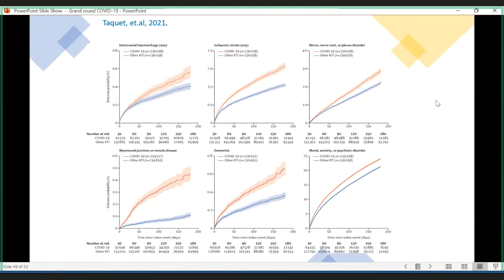Another way of looking at this study is by looking at these figures. Each figure here represents a long-term complication. And we have the red line here representing patients with COVID-19 and the blue line representing patients with other respiratory tract infection. And we can see here that patients with COVID-19 had a higher chance of developing neurological complications after 180 days, including ischemic stroke, nerve disease, neuromuscular disease, dementia, and psychiatric issues, as I mentioned earlier.